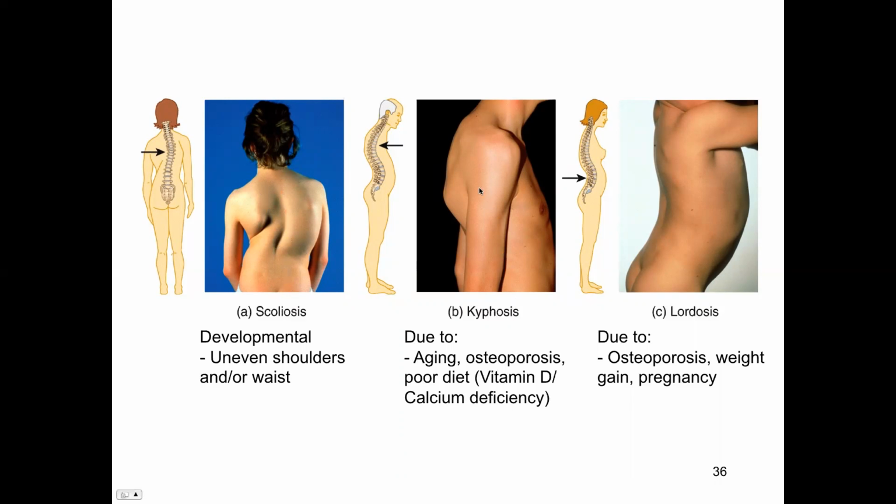So kyphosis is where we have that sort of hunchback kind of situation. This is due to aging, osteoporosis, poor diet, not enough vitamin D, so we get a calcium deficiency, and it causes this to bend forward, so it's kyphosis. Then we have lordosis, which is the reverse, where this part sticks out, okay? This can happen as a result of pregnancy because of the weight of the baby, but it can also be due to osteoporosis and weight gain as well. That's really all we want you to know about this.